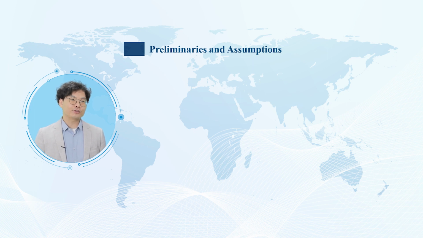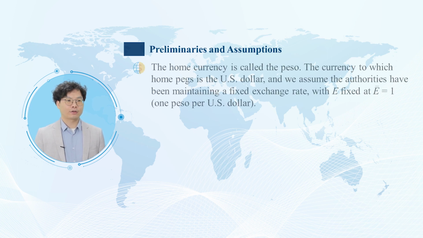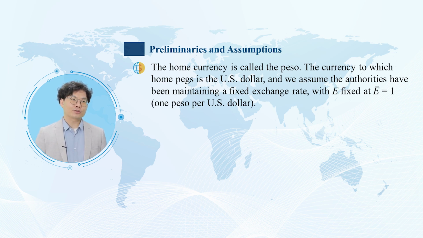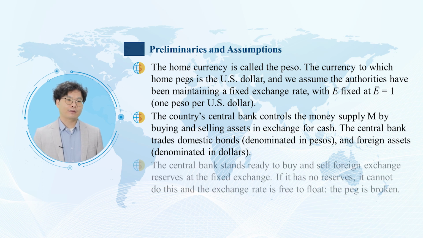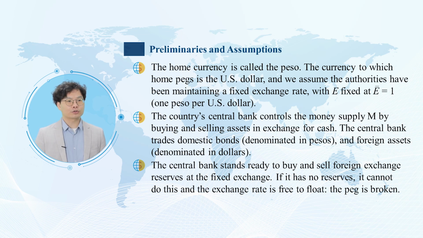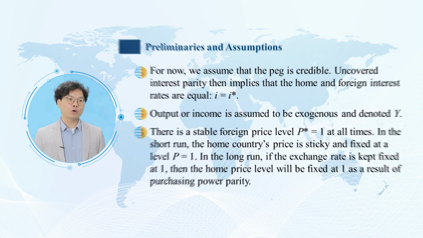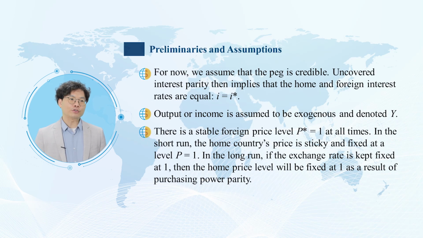Let's first assume a real situation. For example, the peso is the home currency and pegs to the USD with an exchange rate equal to 1. Meanwhile, the central bank buys and sells assets in the open market to control the money supply. Hence, if there is no foreign exchange reserve for the central bank to buy and sell, the peg is broken. Moreover, the interest rates of the two countries are also equal.